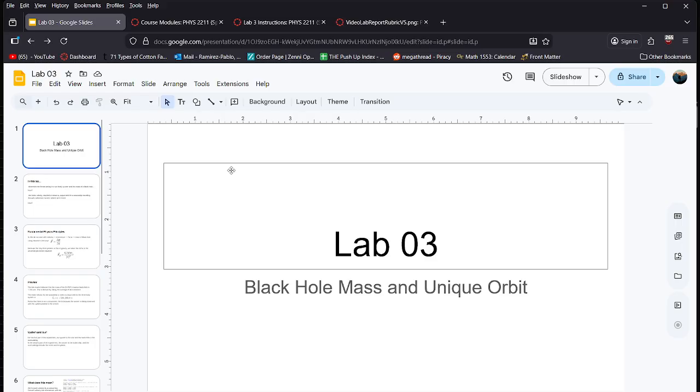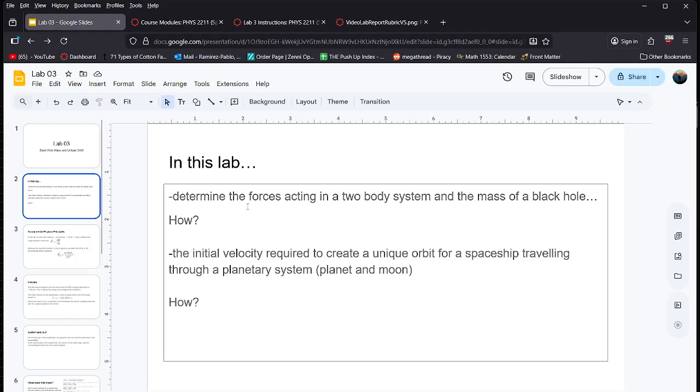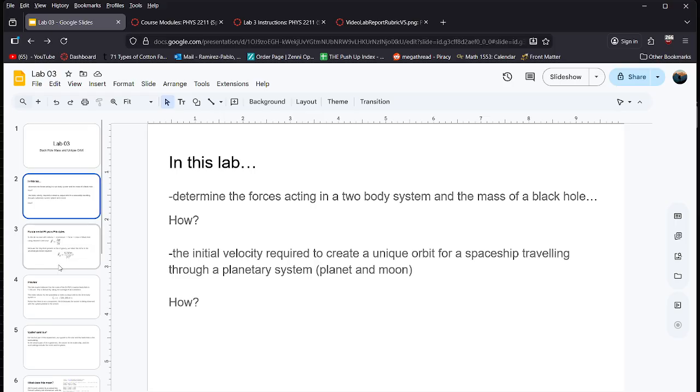This is lab 3, where we determine a black hole mass, and I build a unique orbit in code. In this lab, we determine the forces acting in the two-body system, and we figure out the mass of the black hole. How? It's a good question, and I'll get into that later in the video. The second part is the initial velocity required to create a unique orbit for a spaceship traveling through a planetary system, and I'll also detail how I figured this one out.